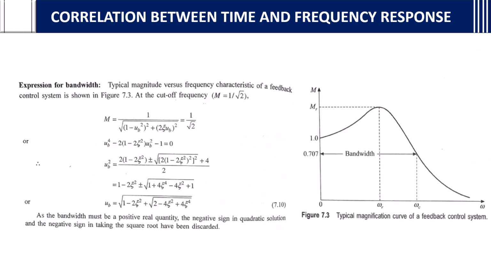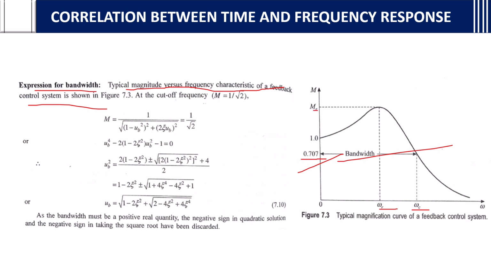Expression for bandwidth. That is just a theory which is required for the graph. Then the main thing here is the expression for bandwidth. The typical magnitude versus frequency characteristics of a feedback control system of figure 7.3. This is the bandwidth. This is omega r, omega c. This is cutoff, and 0.707 Mr.